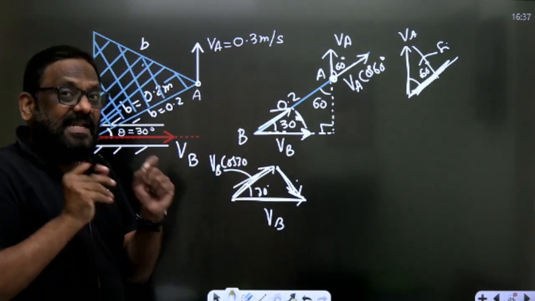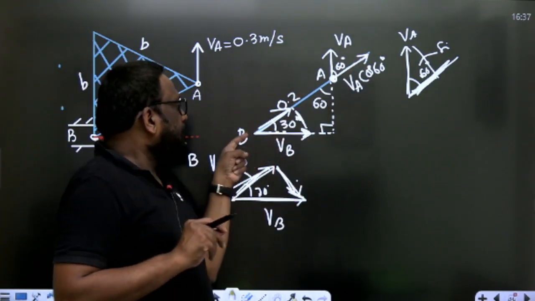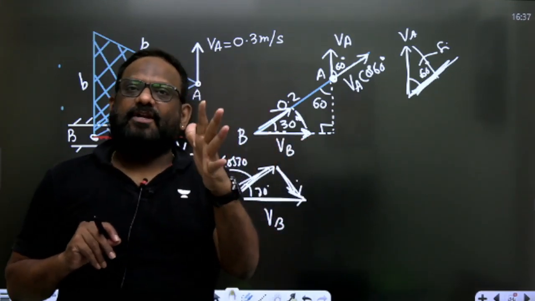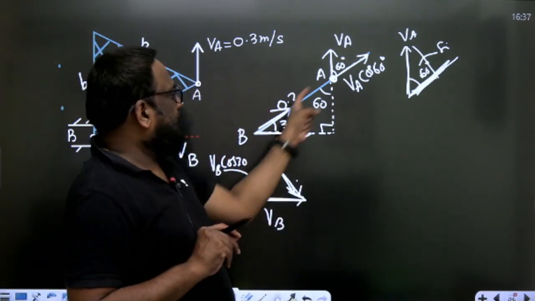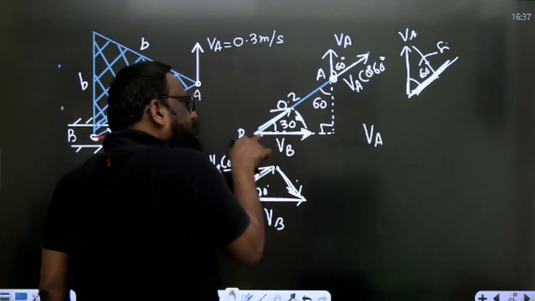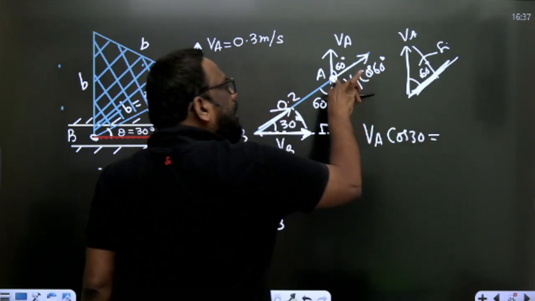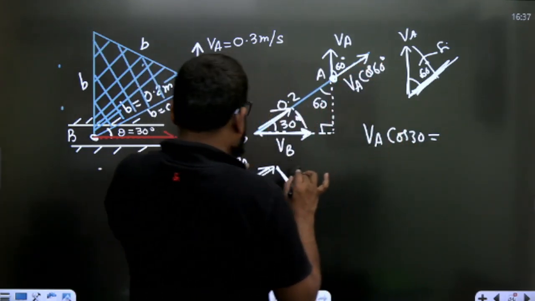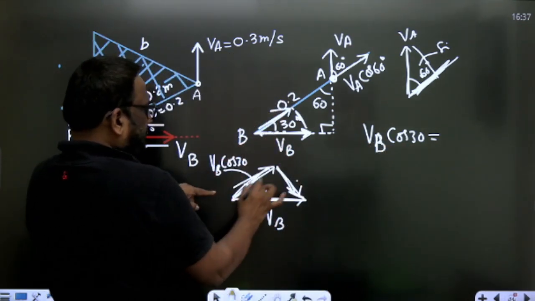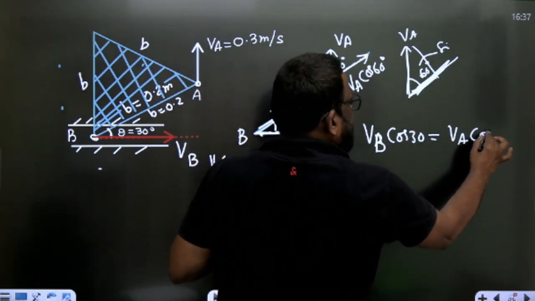You know very well, as the link is a rigid link, this velocity should be the same. If the velocities along the length of the link are different, it means there is relative velocity, and it cannot be rigid. So the component of VA along the link is VA cos 30 equal to the component of VB, VB cos 30, should be equal to VA cos 60.